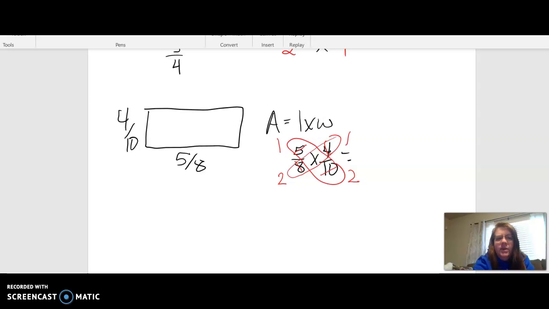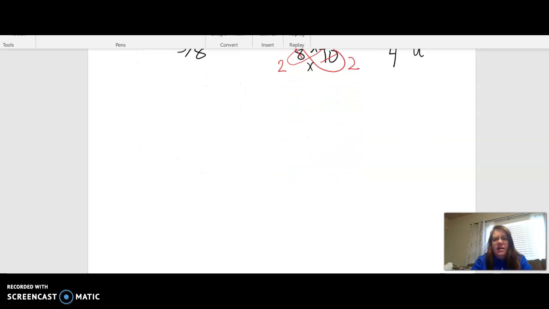So now I have an equation that is very simple. 1 times 1 equals 1. 2 times 2 equals 4. So now I have 1/4 units. What's your label? Area means squared, right? Okay, so those are easy. Those are basic review. We're going to go over something that's a little bit trickier that's going to be on some of your math today, okay?